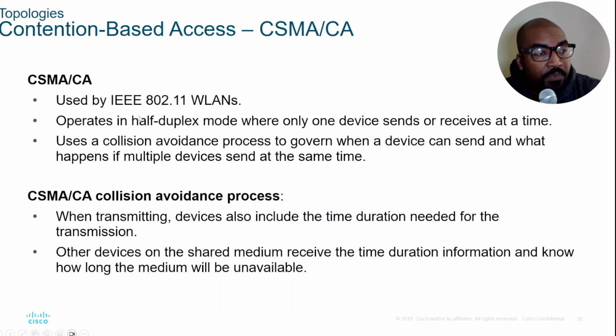Okay, moving on here. CSMA/CA operates in half duplex mode, where only one device sends at a time. We got that. With CSMA/CA, collision avoidance, when transmitting, devices also include the time duration needed for the transmission. Other devices on the shared medium receive this time duration information and know how long the medium will be unavailable. So essentially it knows how long it's been sitting there.